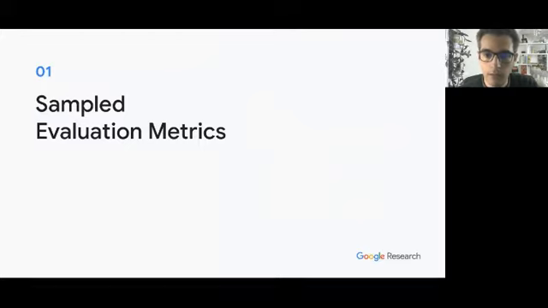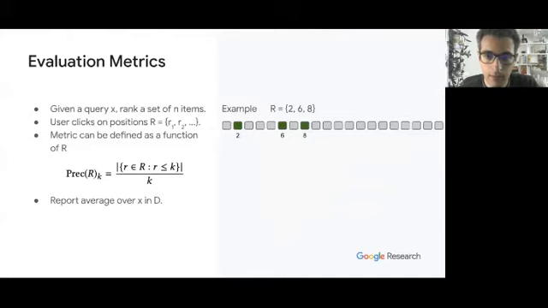Let me start by defining evaluation metrics and sampling. We consider the following setting for item recommendation. Given a query X, the recommender algorithm is used to rank a set of n items. Then the items are presented to the user, who chooses a number of relevant items. We will denote by capital R the set of ranks of those items.